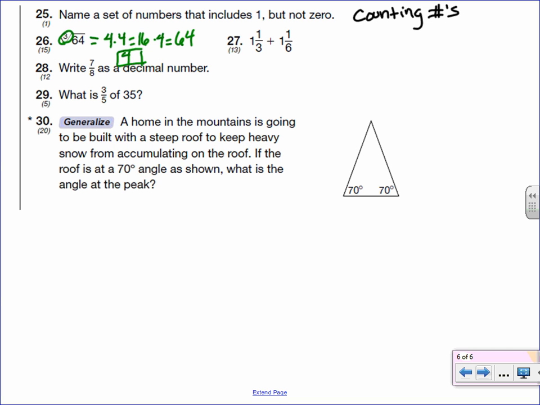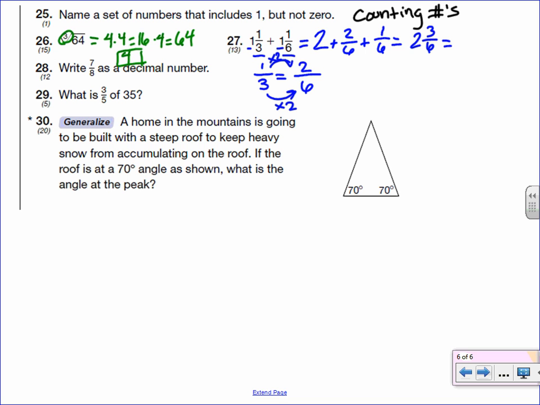In 27, we have 1 1/3 plus 1 1/6. So what I typically do is I add the whole numbers, and then I just deal with the fractions. I know that 1/3 can go into 1/6, so I'm going to write 1/3 in terms of 6. To go from 3 to 6, I multiply by 2. So whatever I do to the bottom, I do to the top. So 1/3 is 2/6, and then plus 1/6. 2/6 plus 1/6 is 3/6. So I have 2 and 3/6, but we would say 3/6 is 1/2, because I can take 3 and 6 and divide them both by 3.